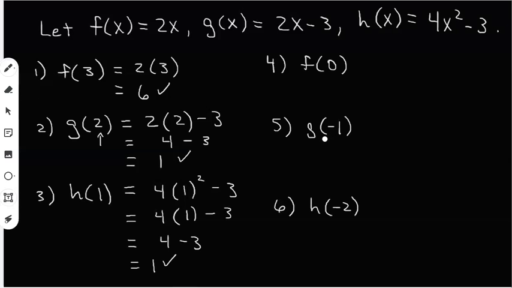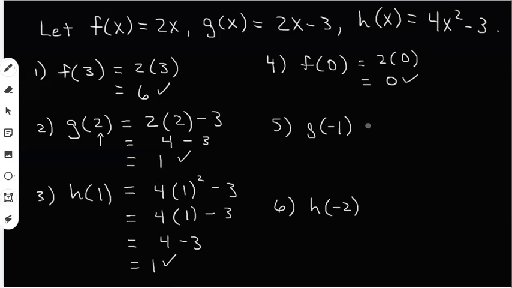So, Coach, can you help me with number 4? What am I going to do with this 0? You're going to replace the x? I'm going to replace the x with a 0. Yeah. So then I have 2 times 0. What would that be? That's going to be 0. Right. And that's all we have to do.